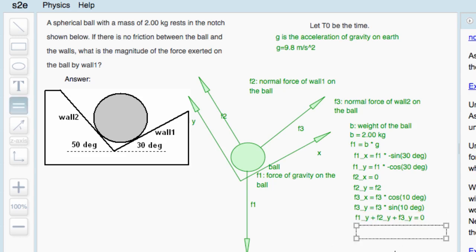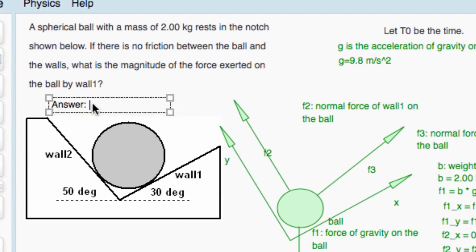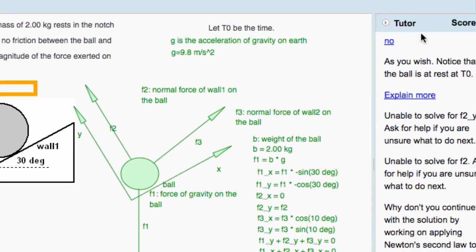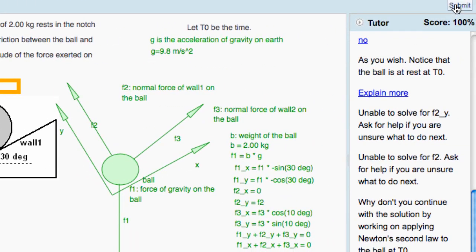And just to be thorough, we're going to come over here and say F1x plus F2x plus F3x equals 0. So now all my equations are ready in place, and now we can solve. So we're going to say F2 equals question mark, and that is the force of wall 1 against the ball. So I can come over to my answer, click here, I'm going to say 15.25 newtons, enter, and it accepts it. Got my answer. Got 100%, and now we're done. We click submit.